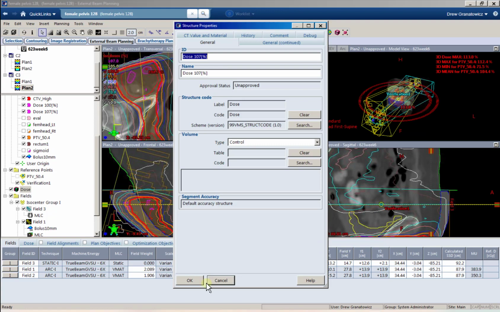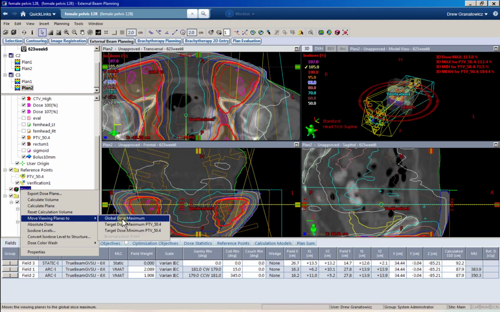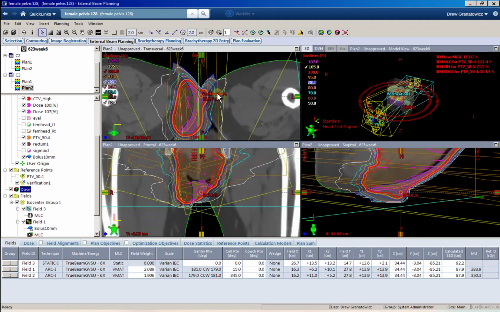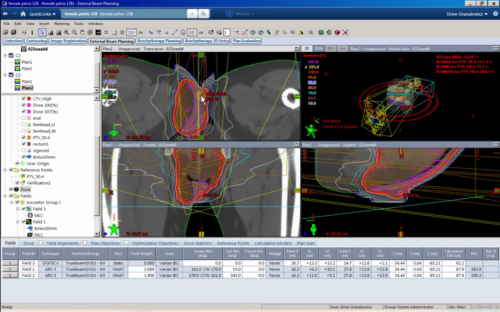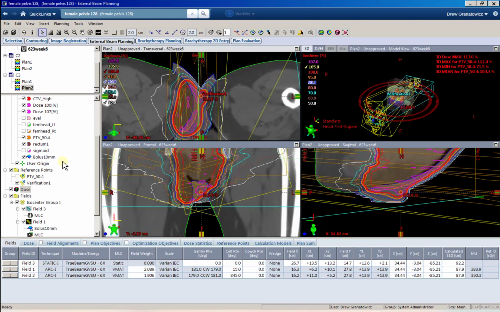But same thing, if there's just one spot that is not listening, a lot of times it'll be because it's in between slices. So this hotspot actually is right on a slice, but obviously our slices are 3 millimeters thick, right? So a lot of times you'll go to your global max like this, and it'll be in between slices, and it just won't go away.